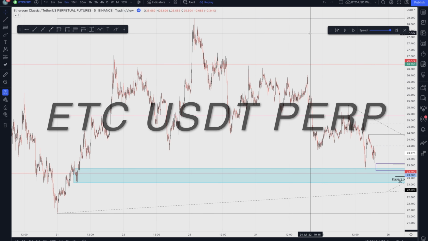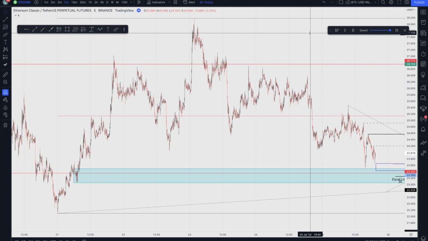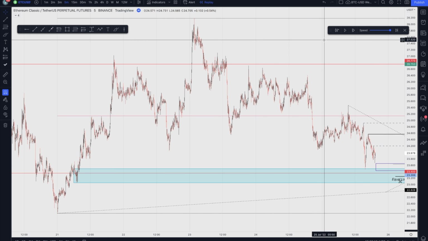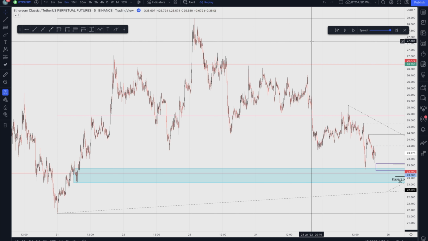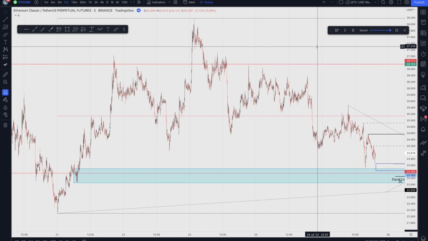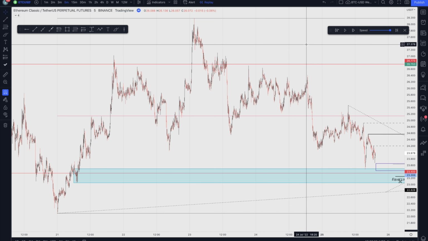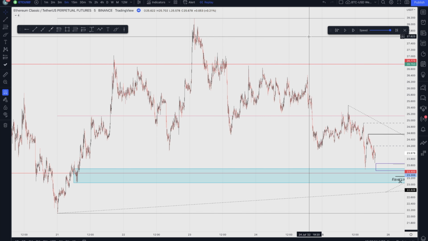This is John Galt speaking, and today we are having a look at ETC USDT, right? So again, this is the perpetual futures chart, and I shared this a few days back, like my personal setup. So today I'm just going to sit here and break down how I arrived at the conclusion to go long on it.